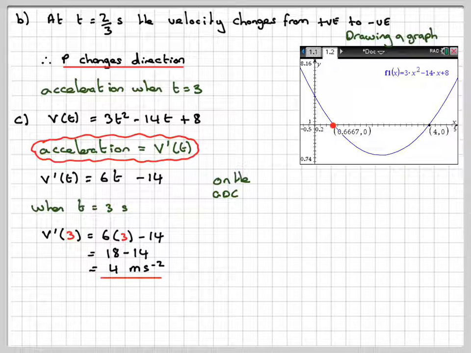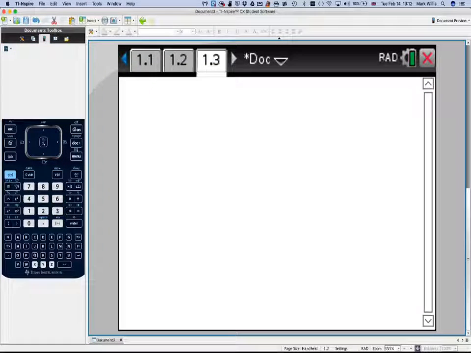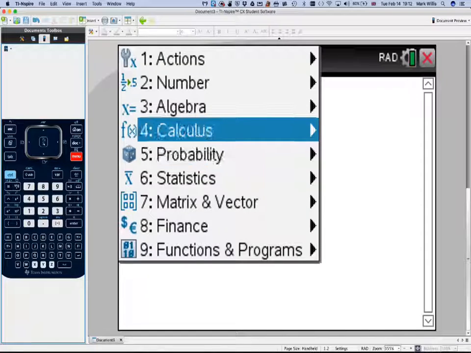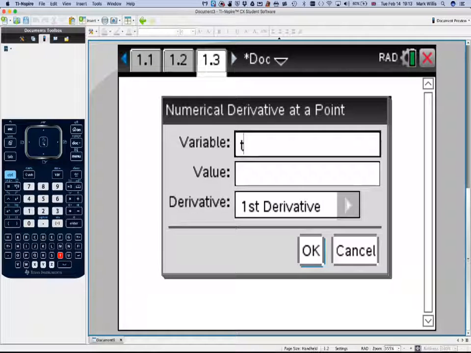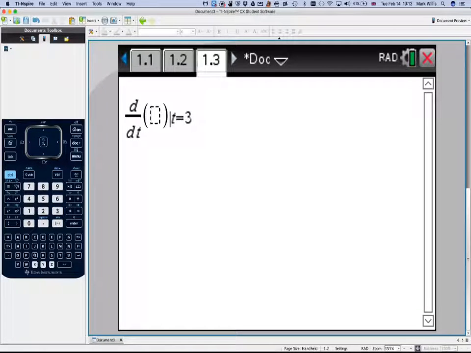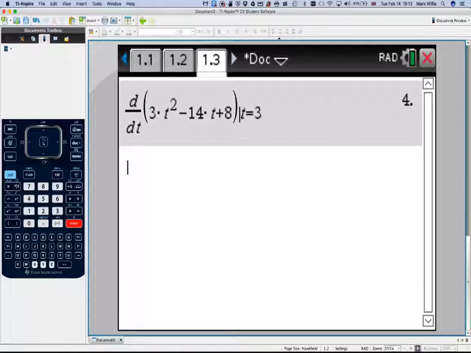If we wanted to do that on the GDC, go to the home key and have another calculation mode, and then go to menu, calculus number 4, and then do a numerical derivative at a point. We can change the variable to t, and we wanted 3. We want the first derivative, but you could select the second derivative if you wanted. And then we enter in the velocity function 3t squared, now in terms of t, because we've made the variable t, minus 14t plus 8. Okay, put that at the end there, and again you can see we get 4. So that's how to do it on the GDC.